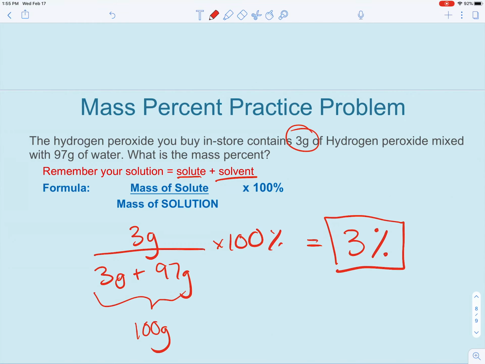All right, make sure you work on the 4 practice problems after you complete these examples.